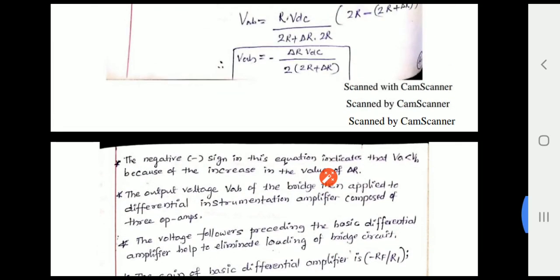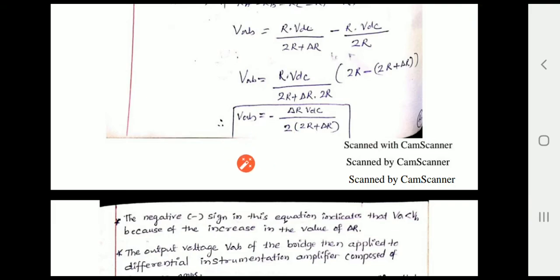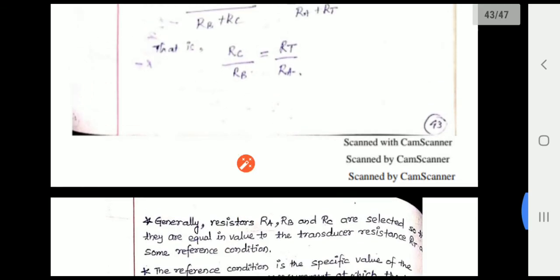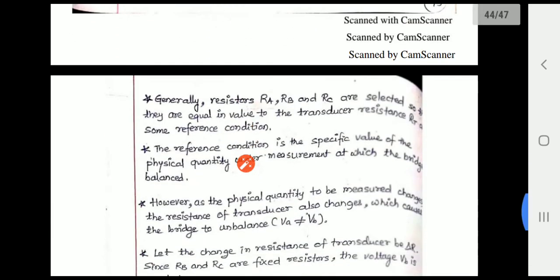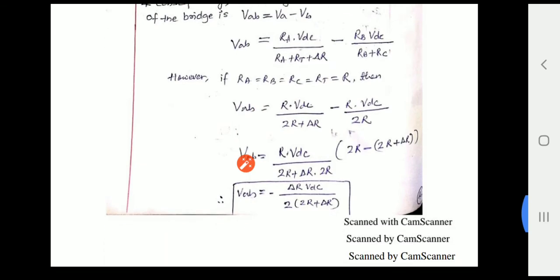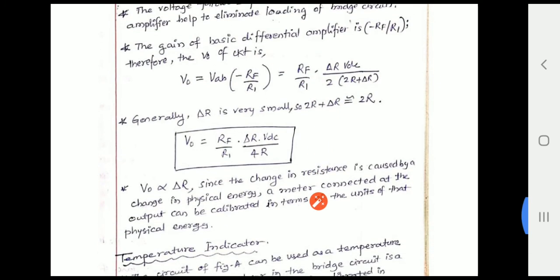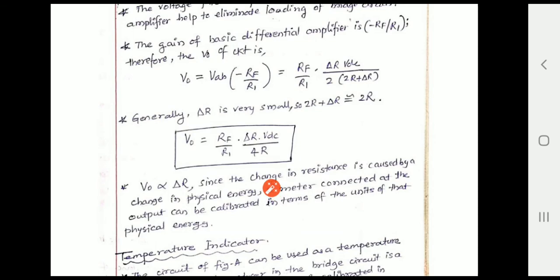Okay, here we got VAB as negative, because we have taken VAB equals VA minus VB, right? So that can be changed to VB minus VA, and then the minus sign can be removed. The same thing has been done here. So that's why V0 equals VAB times minus RF by R1, which becomes positive, because minus into minus gives plus. So the last expression can be written with positive RF by R1, and we substitute the value of VAB here.